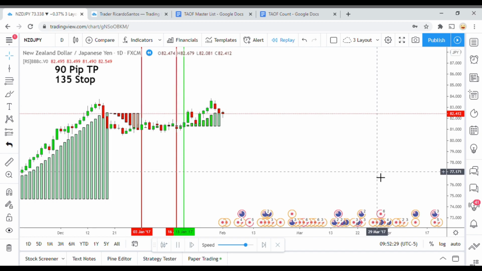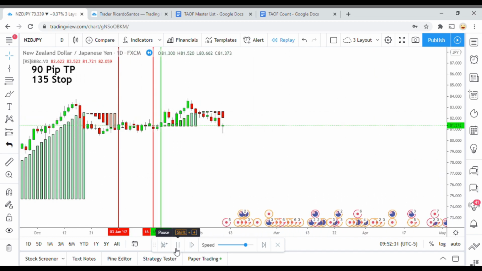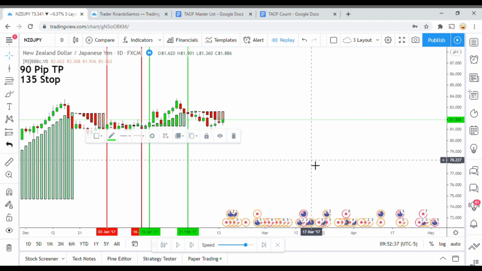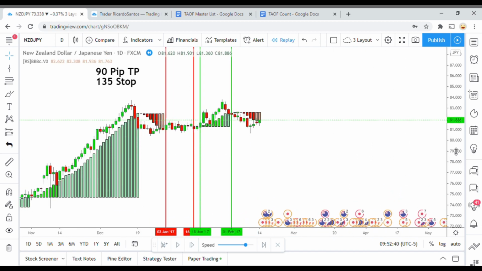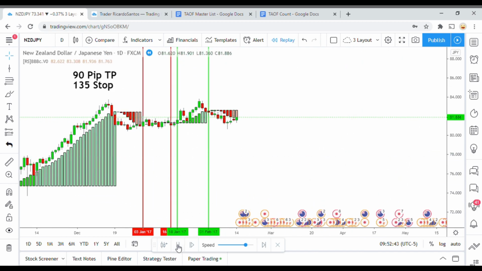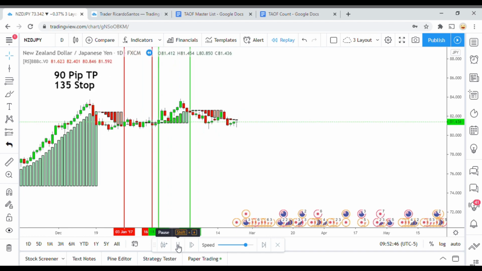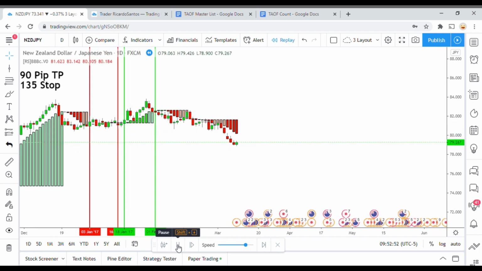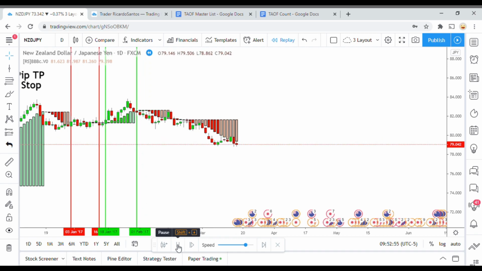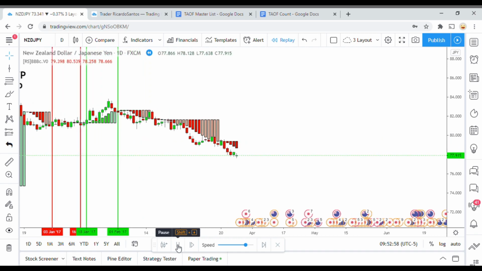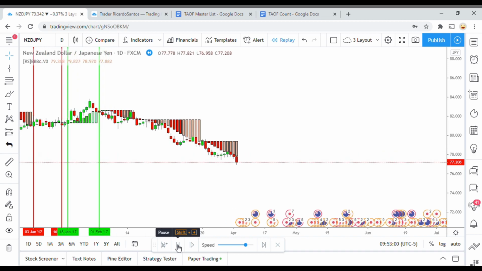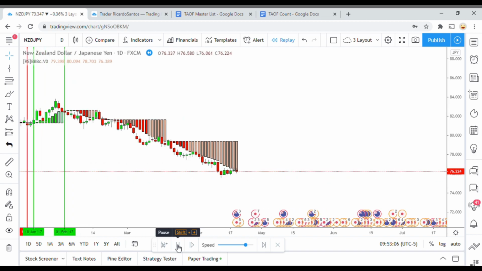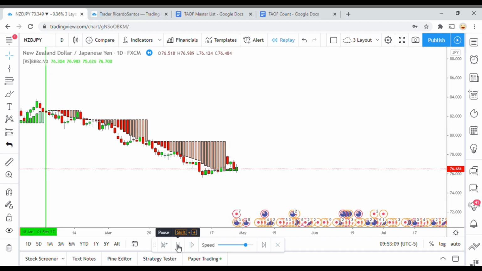Let's go ahead and keep playing it forward here. All right, so we pick up a short over here. That one also does good for us, gets us to take profit. Let's go ahead and continue on, keeping an eye on the Bollinger Band candles. So far it seems to be doing pretty well, not too bad. It's not giving us an abnormal amount of signals.